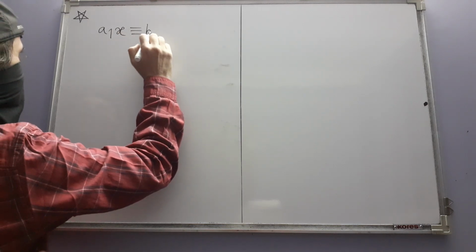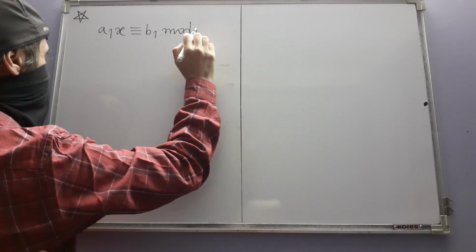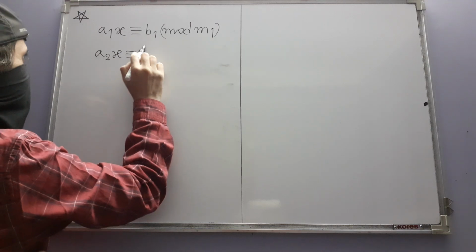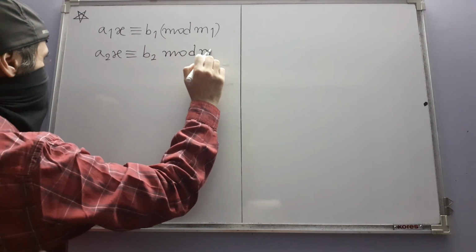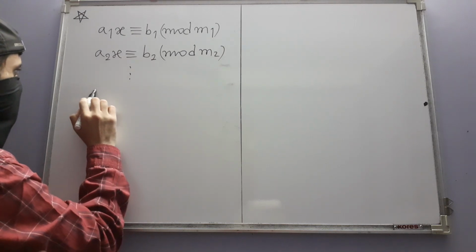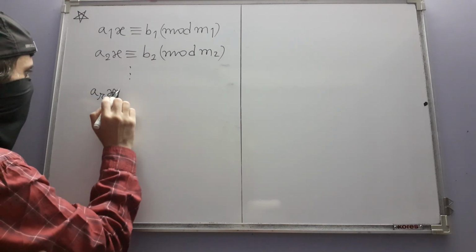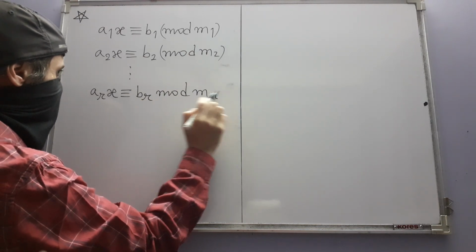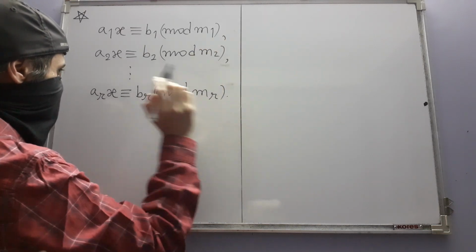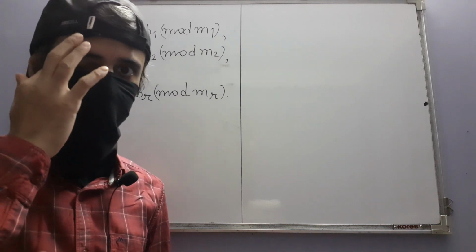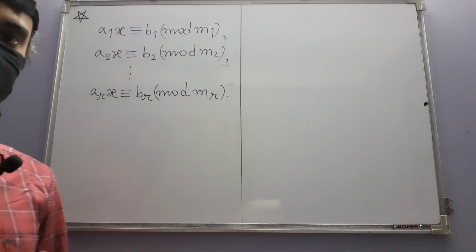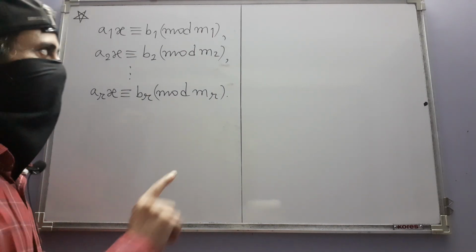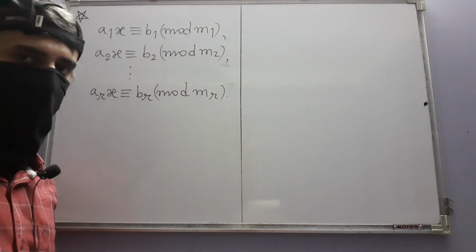a1 x congruent to b1 mod m1, a2 x congruent to b2 mod m2, and so on, and we finally have ar x congruent to br mod mr, where of course we have the usual conditions on these parameters, the ai's, bi's and mi's, and the conditions are that these are of course all integers and these moduli are positive integers.